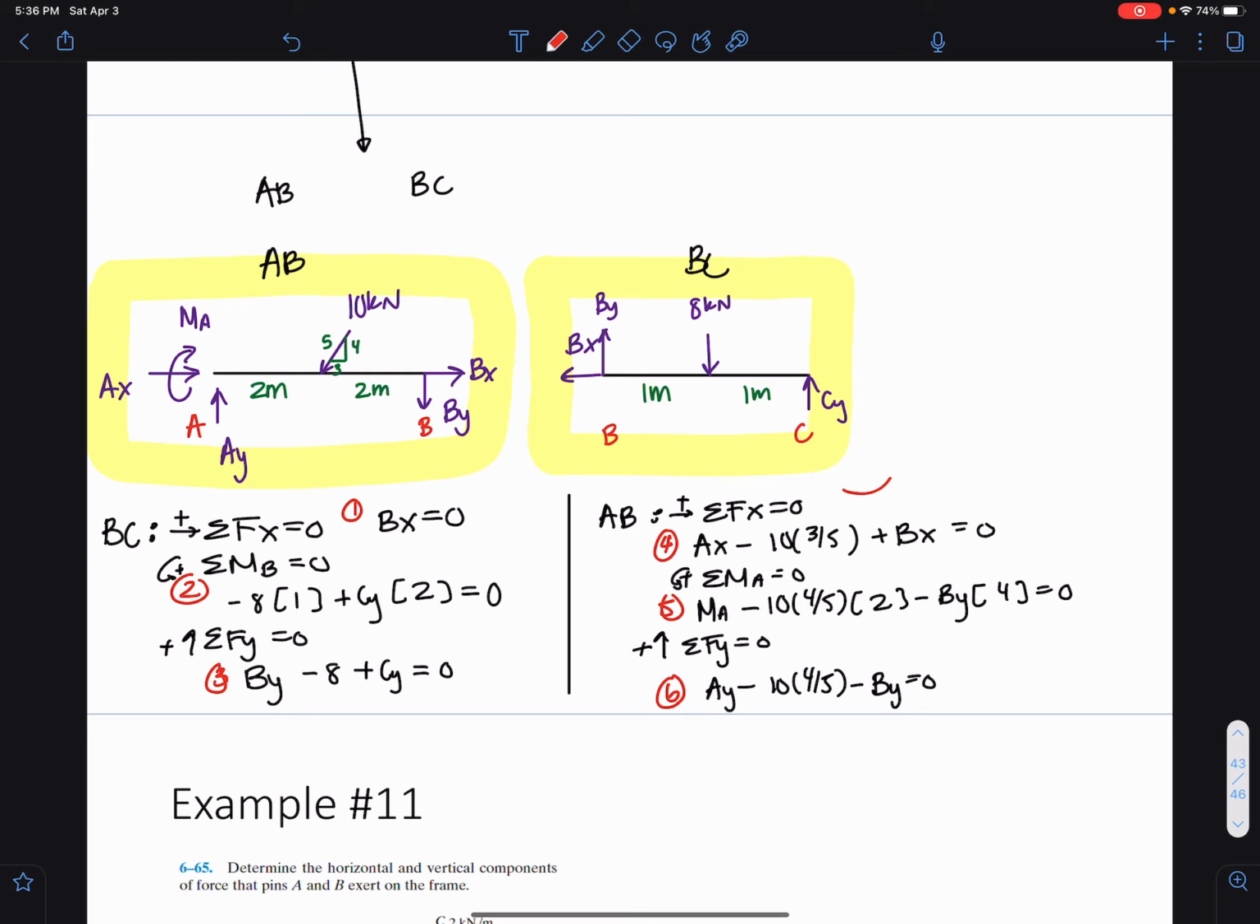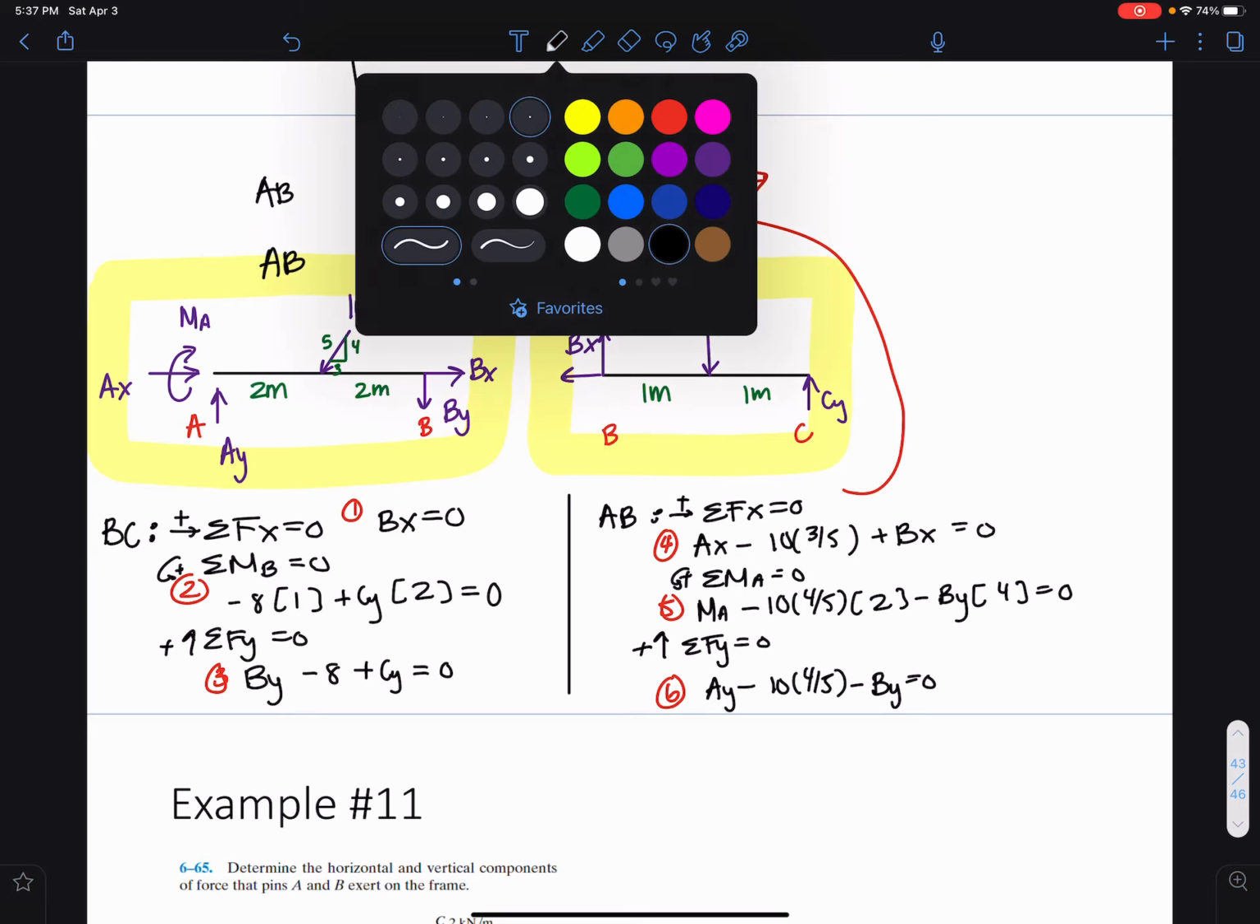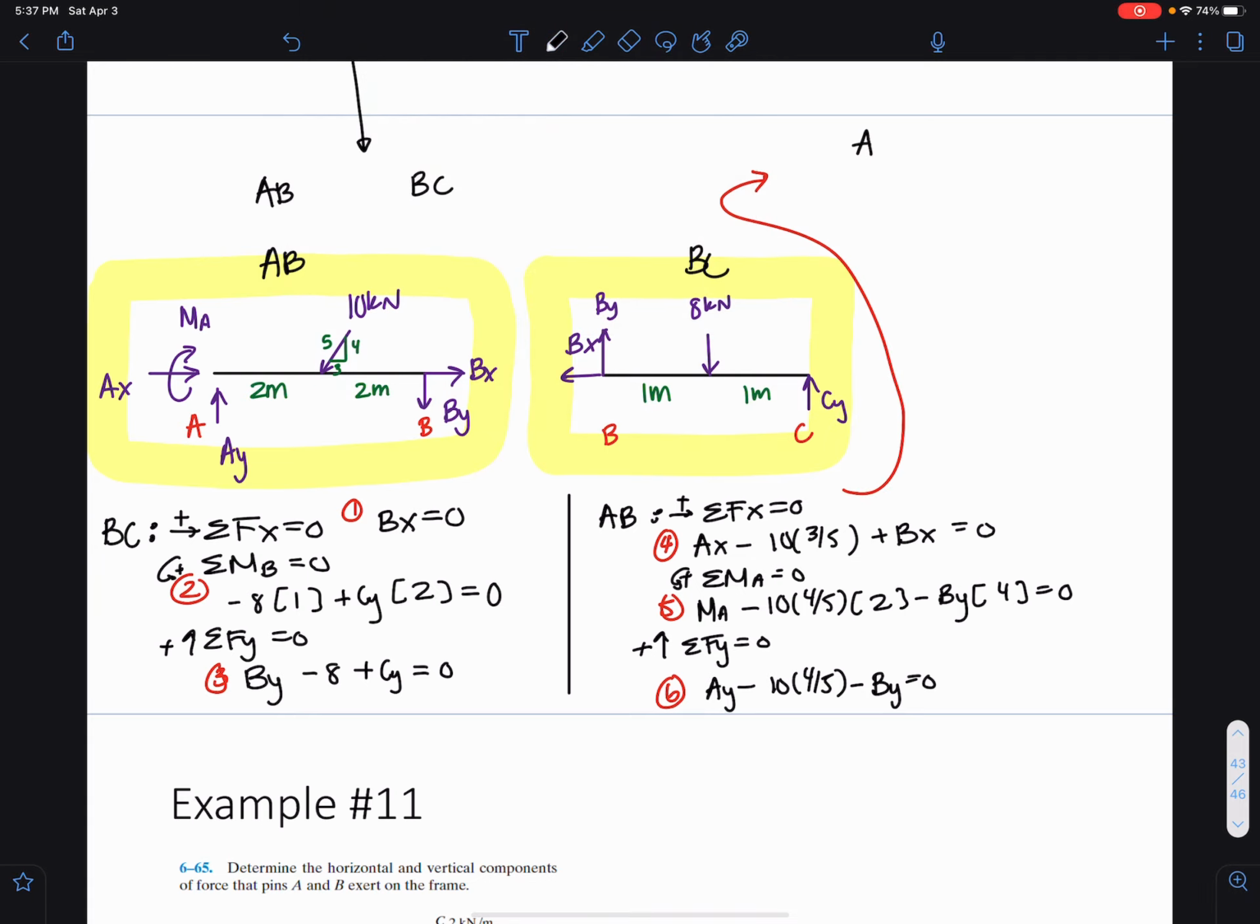And then using algebra, you can solve for all of these unknowns and you should get the following. Ax is 6 kilonewtons. We already solved for Bx equals 0. Cy is 4 kilonewtons. Ay equals 12 kilonewtons. By is 4 kilonewtons. And Ma is 32 kilonewton meters.